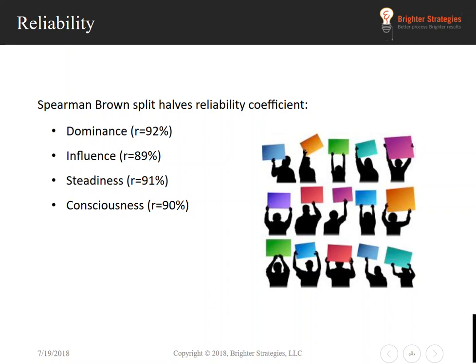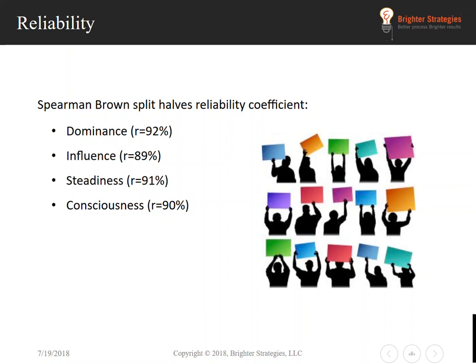If you look at the 4 different components, you can see dominance as an example is at 92%. So 100% would be absolutely perfect from a reliability perspective. So essentially what these numbers tell us is that there's some good science behind the DiSC. It is very, very reliable.